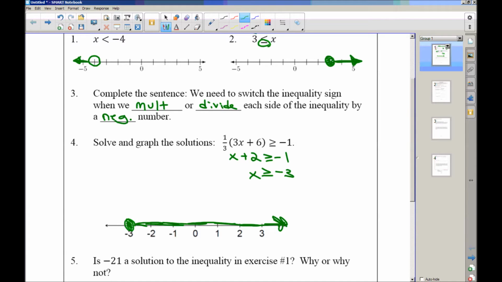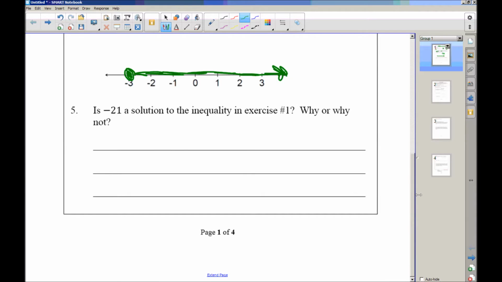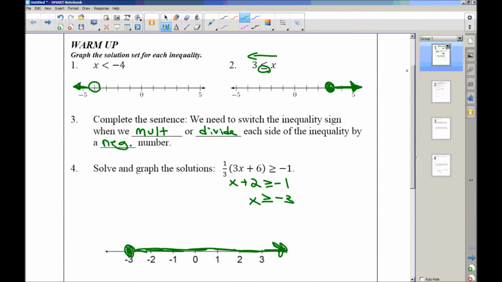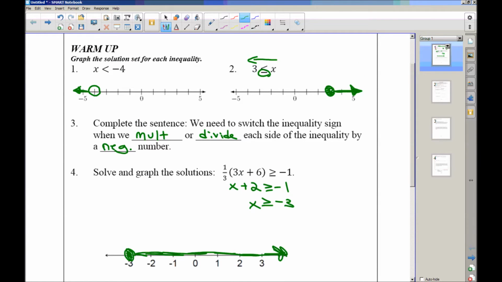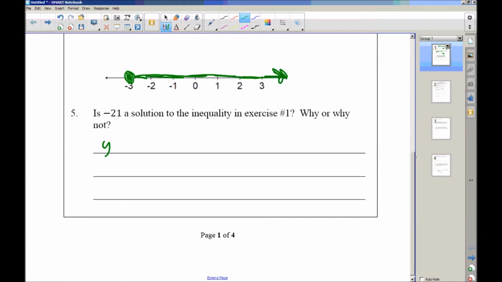Okay. Number 5. Is -21 a solution to the inequality in exercise 1? Why or why not? So let's look back at exercise 1 for a second. Exercise 1 is x is less than or equal to -4. Now -21 is going to be way out here somewhere. It's going to be in our shaded region, so it will be a solution. Okay. So this is yes. -21 is in the shaded region.